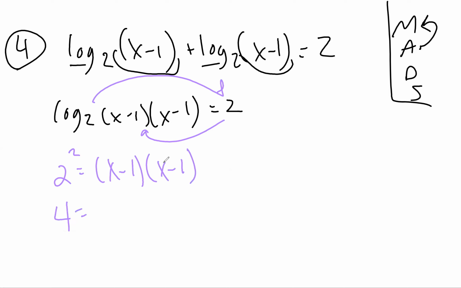And how do I get rid of all these parentheses? FOIL. And so I'm going to have x squared minus x plus 1. And so now, based on the fact that this is raised to the second power, that tells me lots of things. What are some of the things that tells me? How many answers am I looking for here? 2. And how do I get those 2 answers?